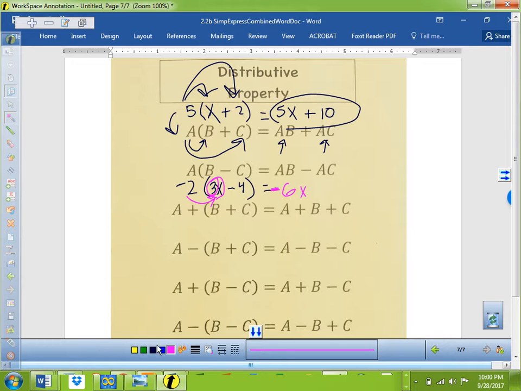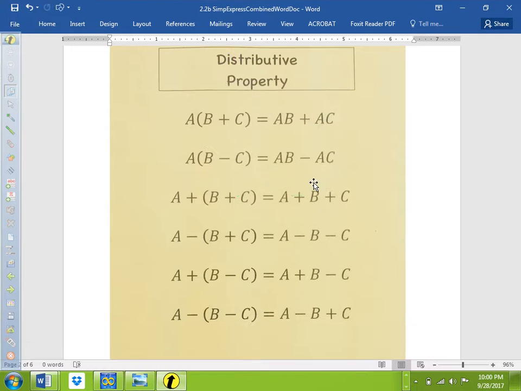And then I look at the other term in the parenthesis, which is a negative 4. And I would go negative 2 times negative 4. That would be a positive 8. So I simplified by distributing or multiplying. Again, this involves a lot of multiplication. Distributing is all about multiplying things out here. Okay, so that's what we're doing. So let's do a couple examples from the assignment, and then we'll stop and go a little further. So here we go. Back to your assignment.